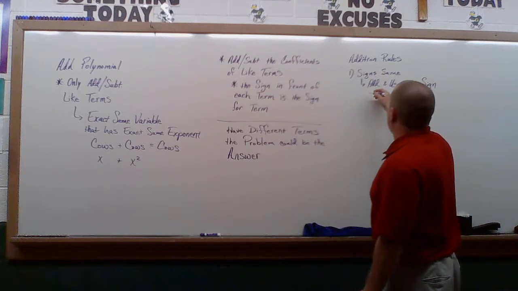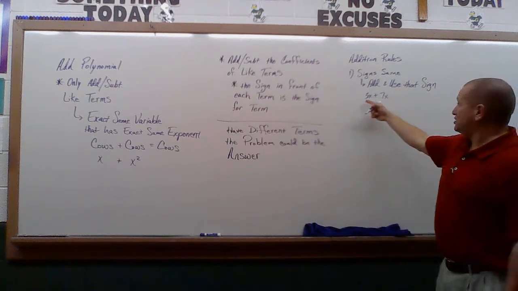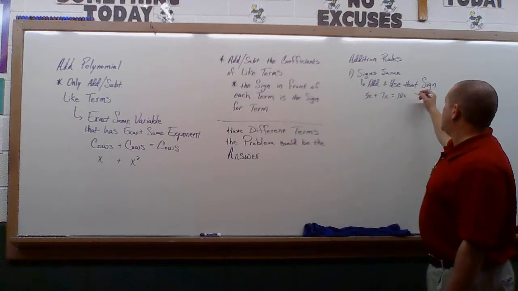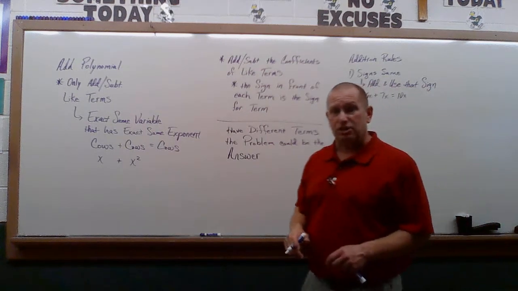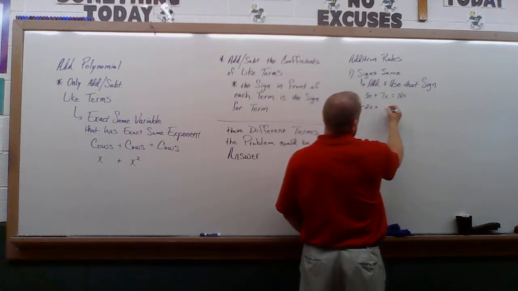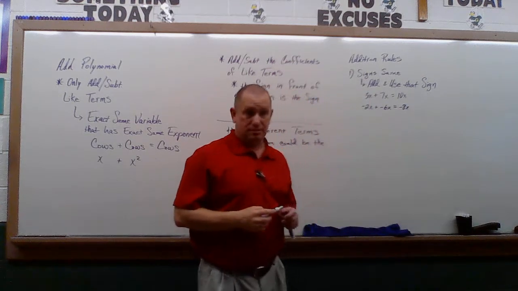Right? So if I have 3x plus 7x, they're both positive, I just add and use that sign. So 3 plus 7 is 10x. Same with negatives, right? So if I have negative 2x plus negative 6x, then I add and use that sign. So we get negative 8x.